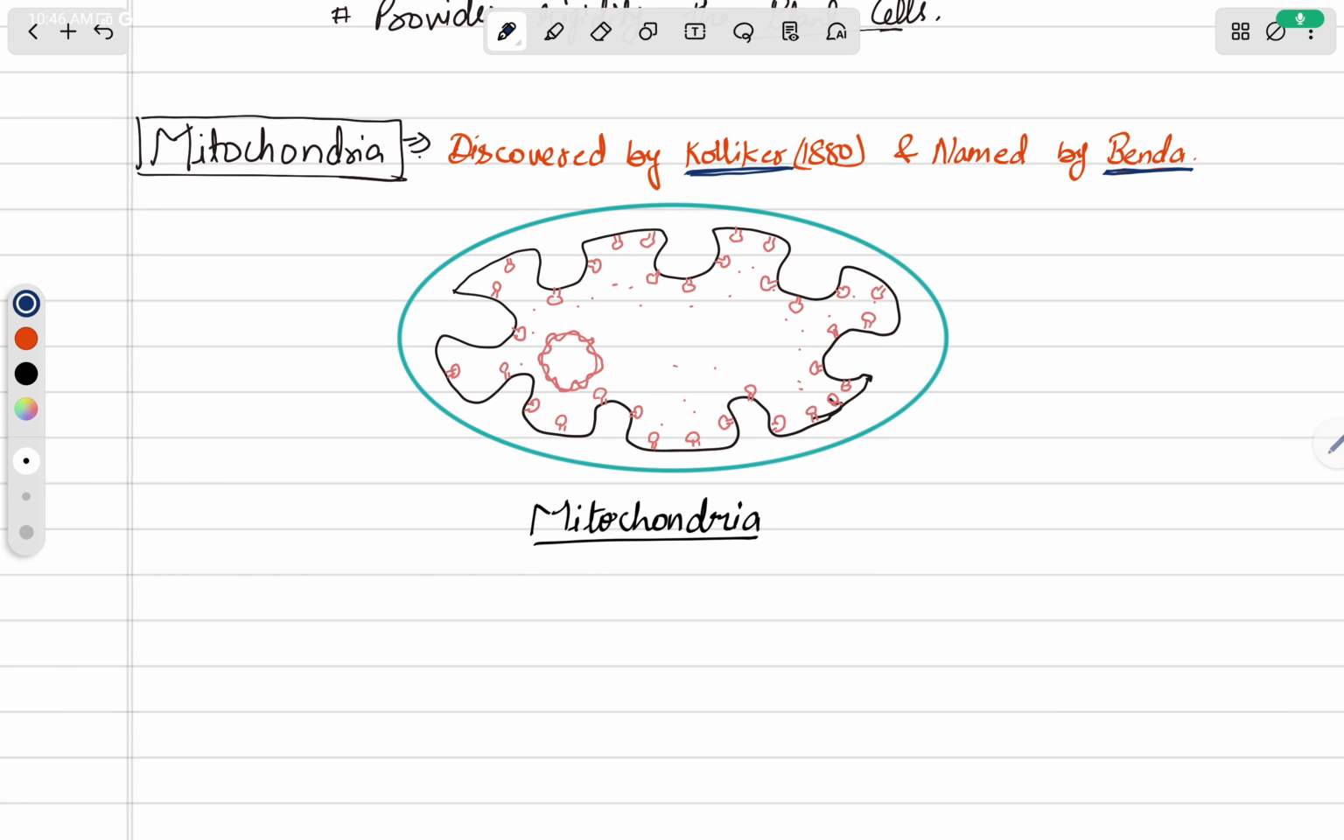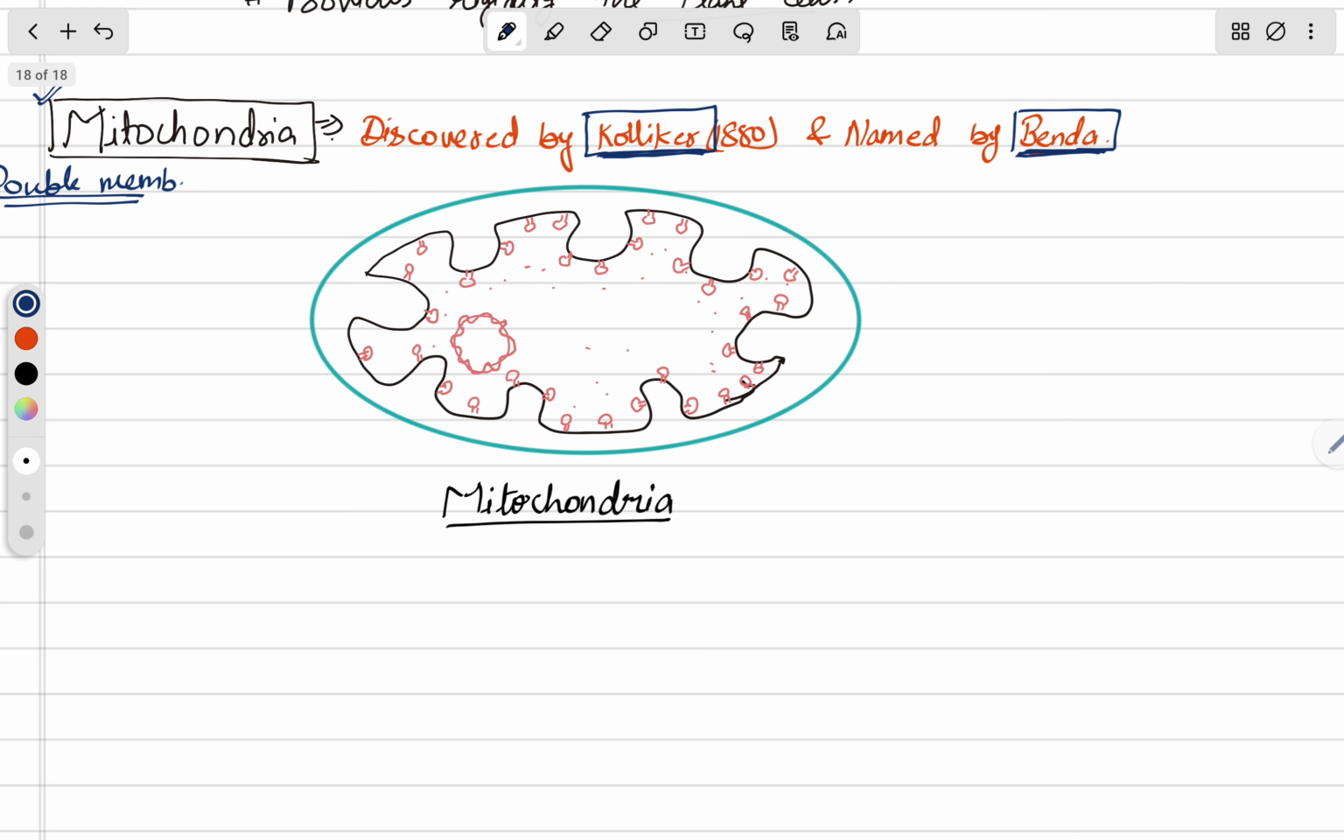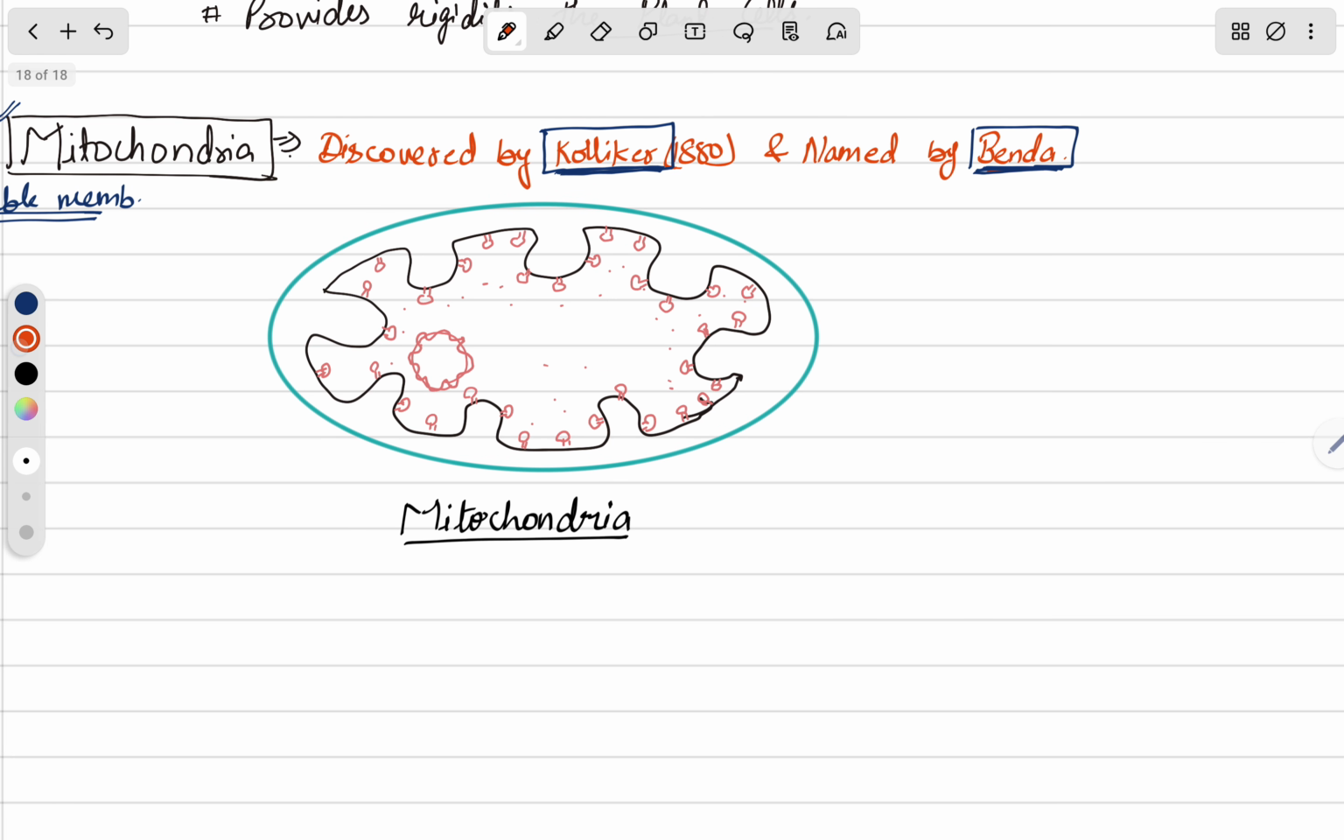Students, today we'll start with mitochondria. Mitochondria is a double membrane bound organelle, right? It was discovered by Colliker and it was named by Benda. The name of the scientist is not given in NCERT, but it is important that it was discovered by Colliker and named by Benda. Now, first we'll discuss the structure of mitochondria.